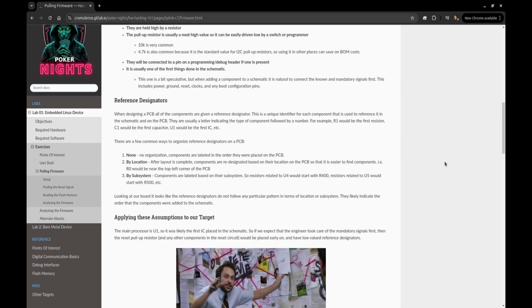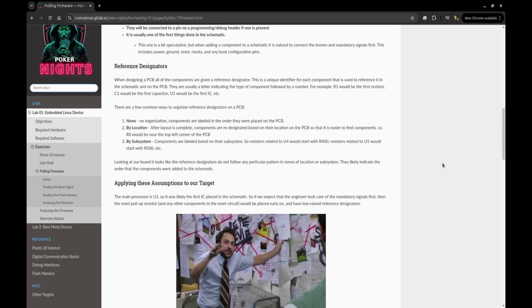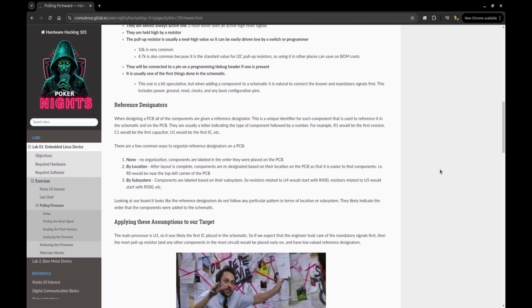And these two, by location and subsystem, they're very common for small batch manufactured boards, because if you have to assemble one by hand, it makes it a lot easier to find where components need to go on the board. Looking at our board, it doesn't look like they did either of these strategies, so it looks like there's no organization, and we can assume that something with a low reference designator was put in the design early on. And that ties back into our assumption that the reset circuit is probably one of the earlier steps in the design process.